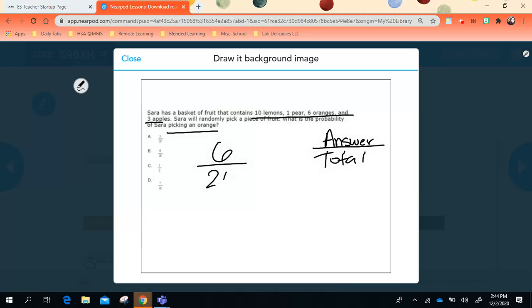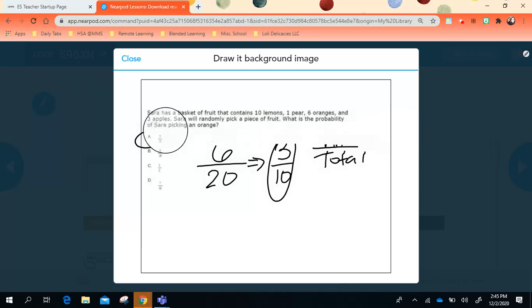6. There are 6 oranges over how many total fruit? 20. And so how did I find that 20? By adding everything together, right? And then you can either simplify manually or you can do it using your calculator. And that gave you what? 3/10. Perfect. So our answer is A.